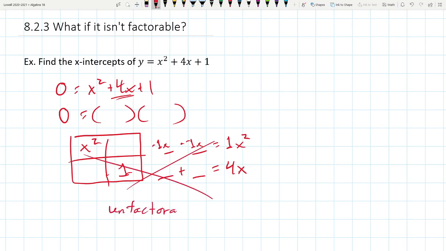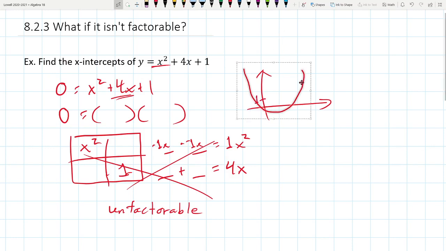The question you might ask yourself is, well, what does that actually tell me about the graph? What can I tell about this graph? So I can tell that it's got a positive x squared term, so it must open up like a cup, like that. And I know that its y-intercept is at 1, so maybe this graph looks something like this, where there is no x-intercept.